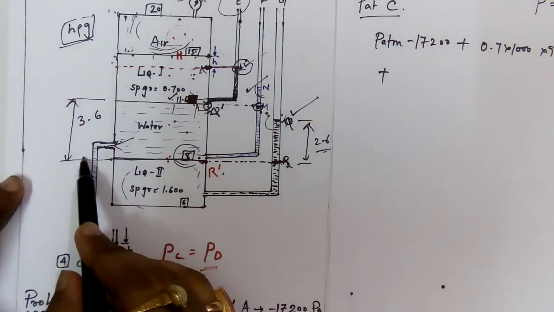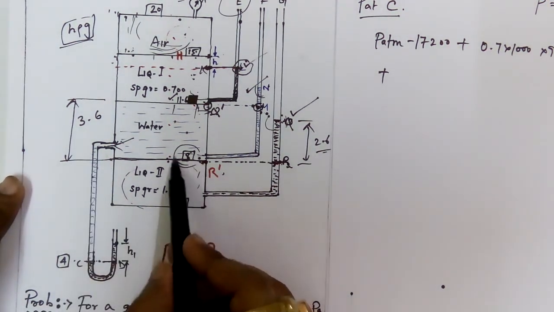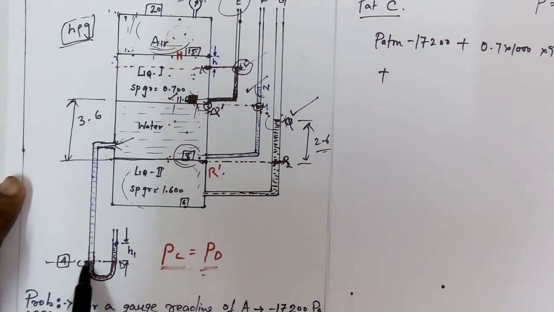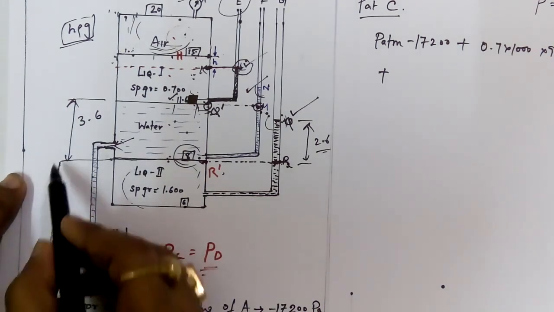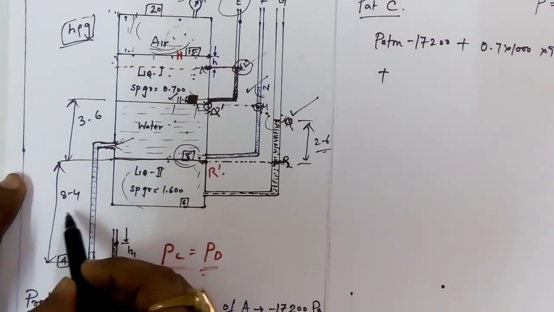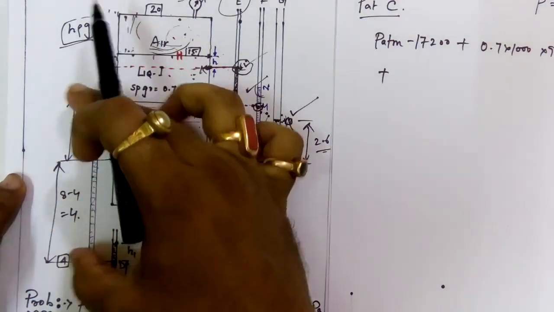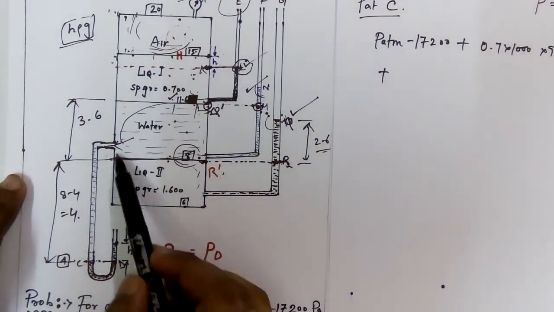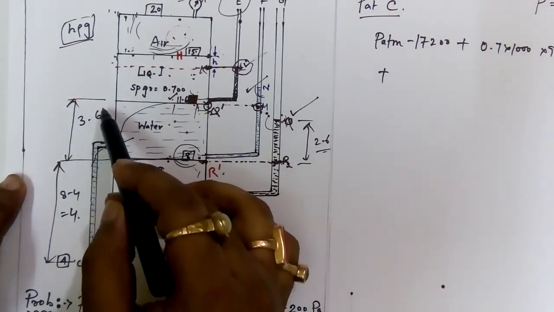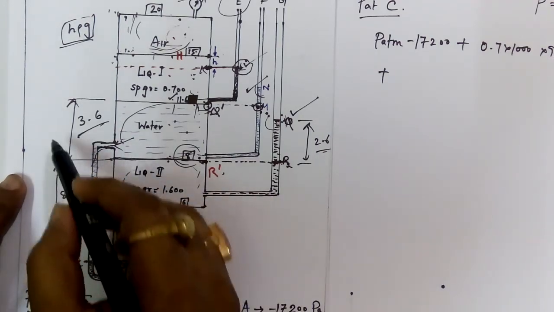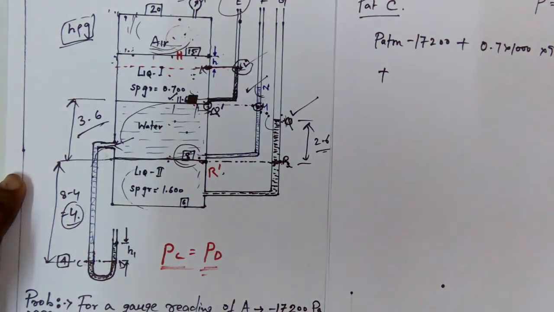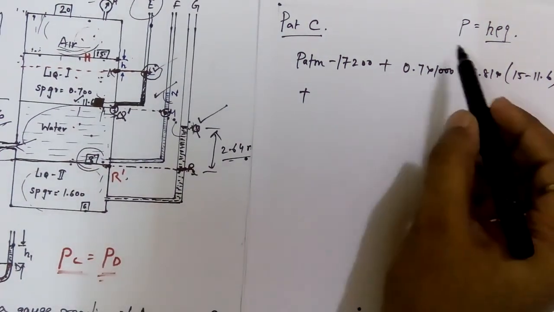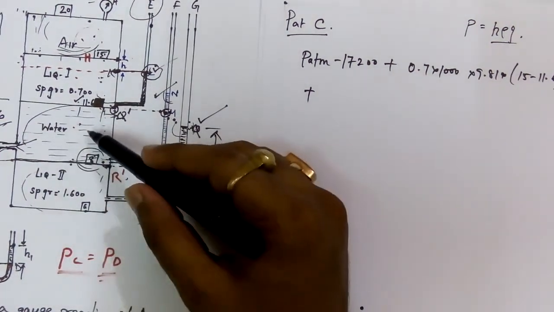And what is the distance from here to here? It is 8. This level is at elevation 8 and this level is at elevation 4. So from here to here it is 8 minus 4, that is equal to 4. So this total height of water column, this also water column and there also water column, is 3.6 plus 4. So 7.6.